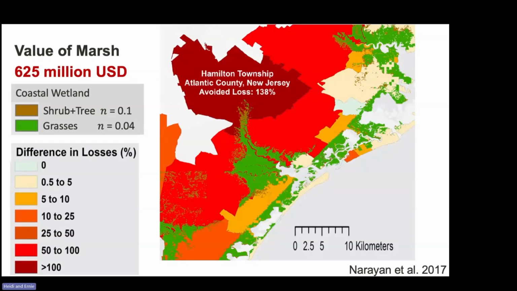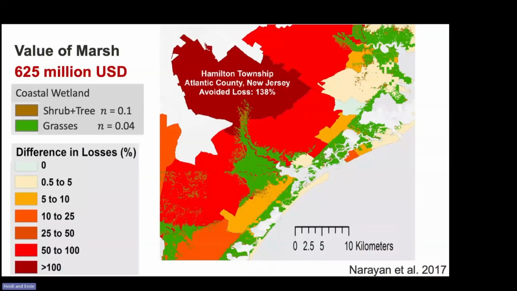Using a depth averaged flood model, they computed the maximum surge height. This was combined with information on land use to compute economic loss due to flooding. Scenarios were also run without marsh by reclassifying the marsh as open water by dropping the Manning's N to 0.02. The map colors indicate the percentage difference in those economic losses, which were as high as 138%. And the total cost difference was $625 million US.